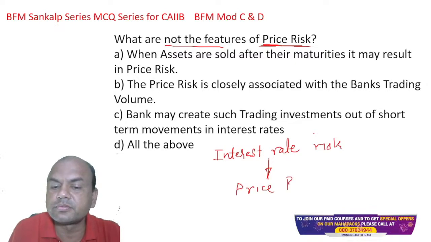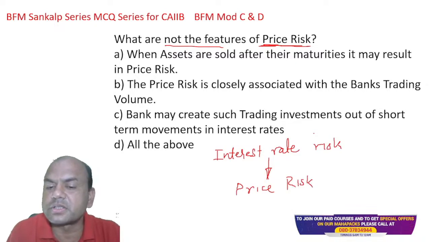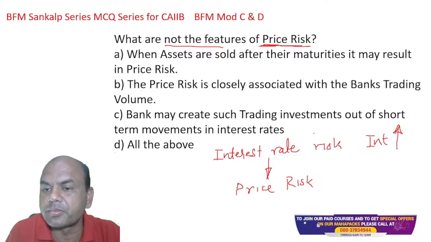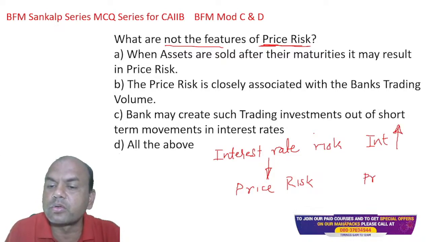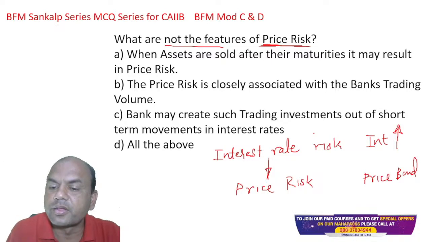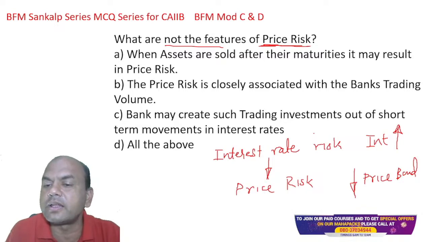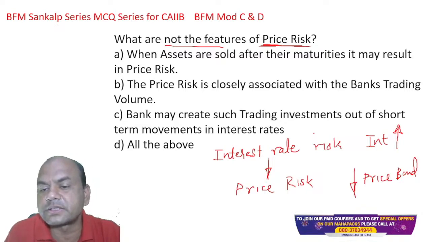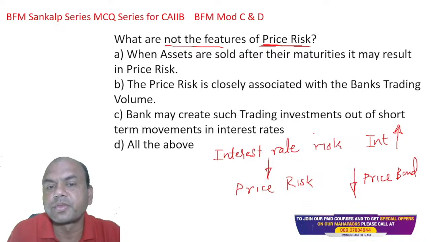Because the logic over here is, if the interest rate goes up, the repo rate, let's say, goes up, the price of the bond will go down. Price of the bond always goes down. So that's why they go hand in hand. Interest up, price down. Interest down, price up. So which of the following is not the feature of the price risk?